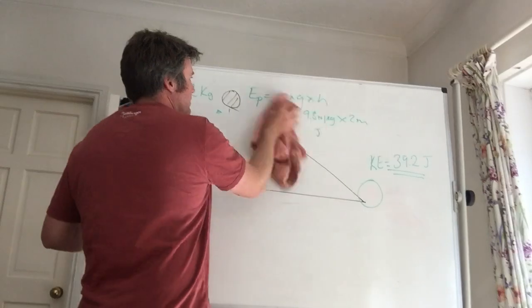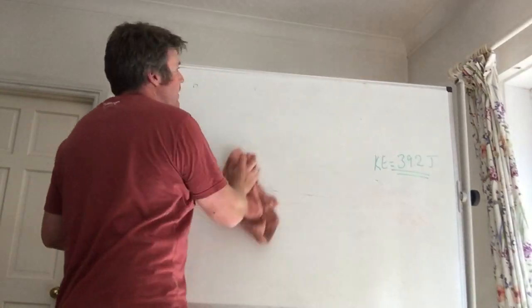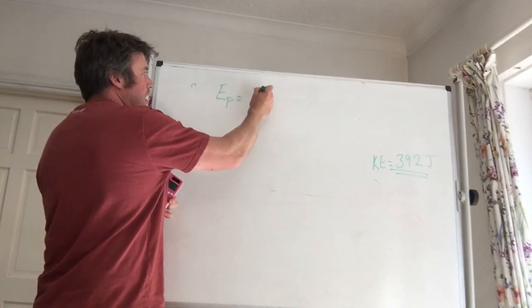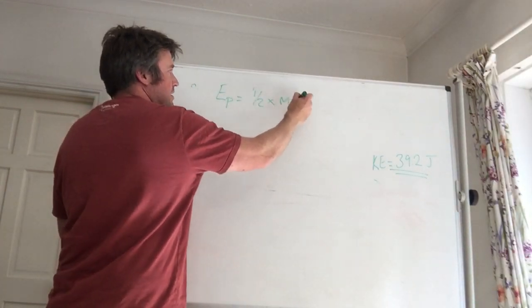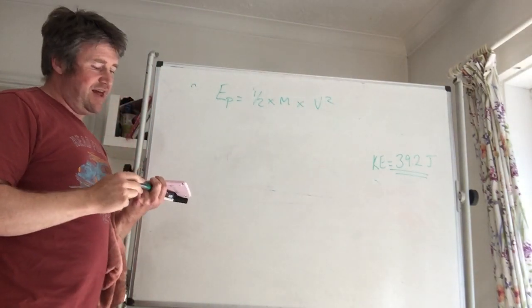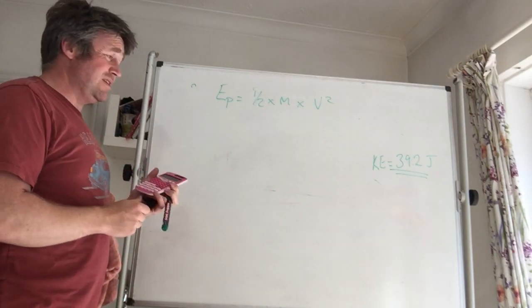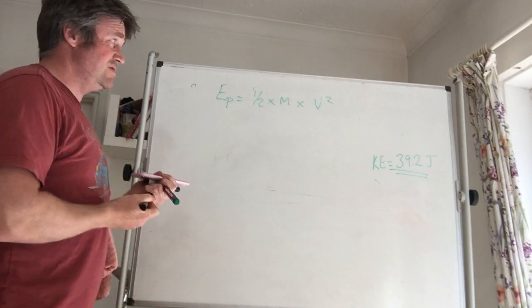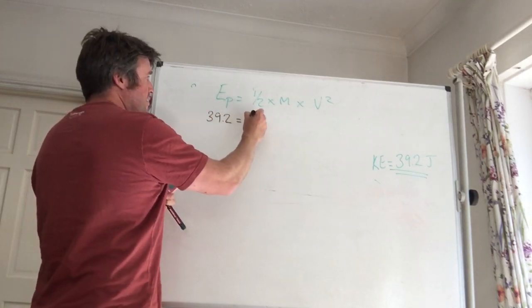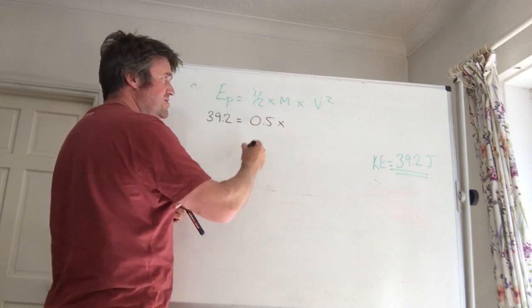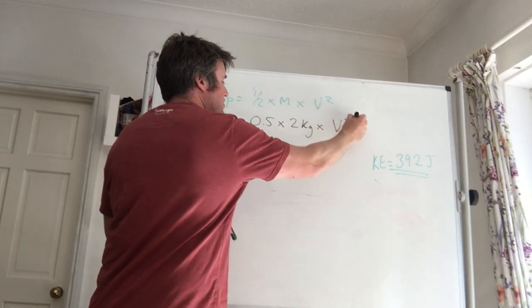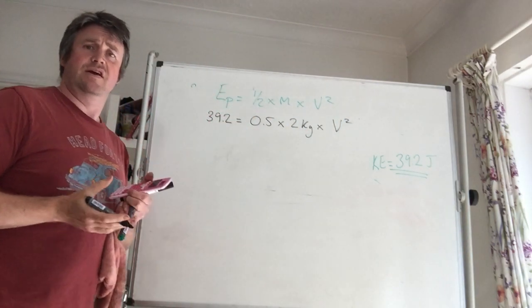So if I just rub this out a second, so we can go through that. So our kinetic energy equation is half times mass times velocity squared. So we write the equation out, then we plug the values in. Always do it this way because you get marked for just substituting this in. So I know that that's 39.2 is equal to 0.5 times the mass, which was 2 kilograms, times the velocity squared. Now I get a mark just for writing that out.